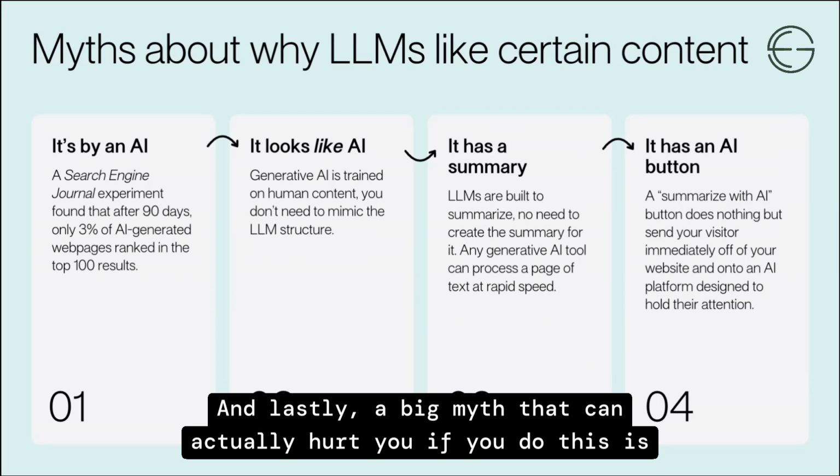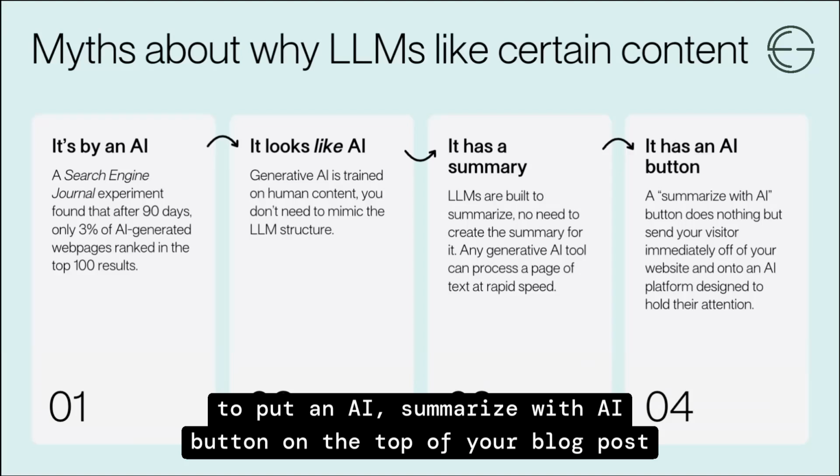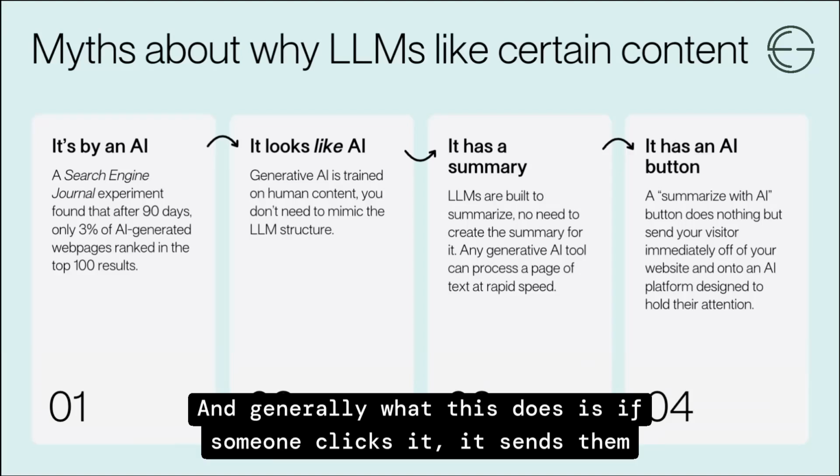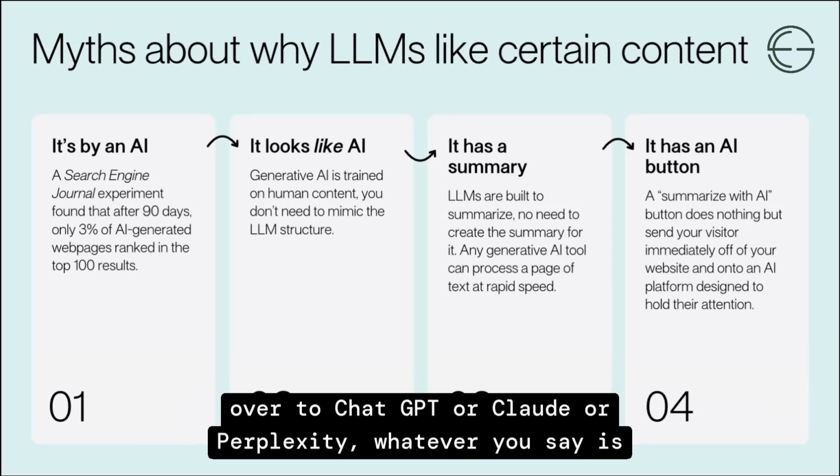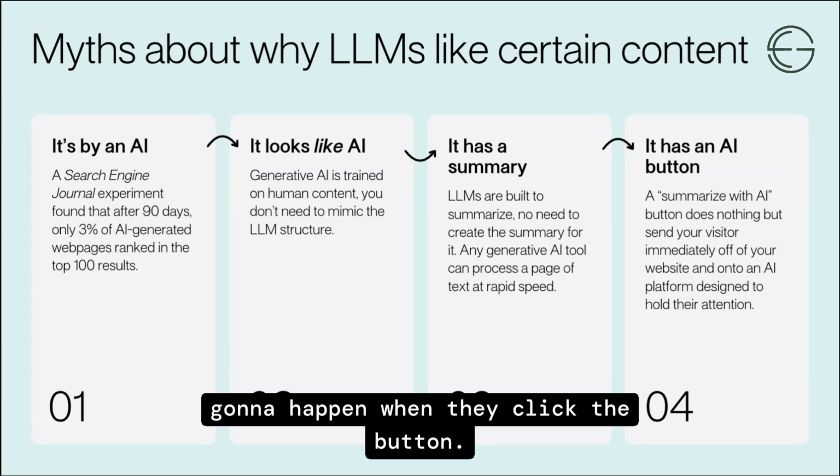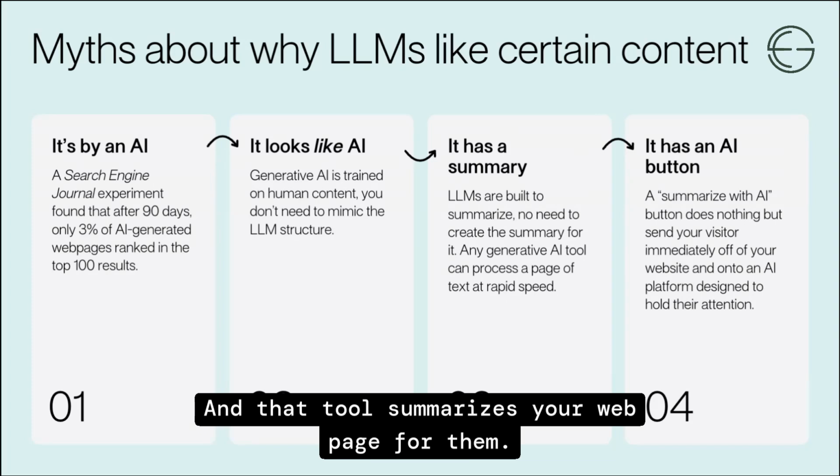And lastly, a big myth that can actually hurt you if you do this is to put a "summarize with AI" button on the top of your blog post or your web page. Generally, if someone clicks it, it sends them over to ChatGPT or Claude or Perplexity, whatever you say is going to happen when they click the button. And that tool summarizes your web page for them.